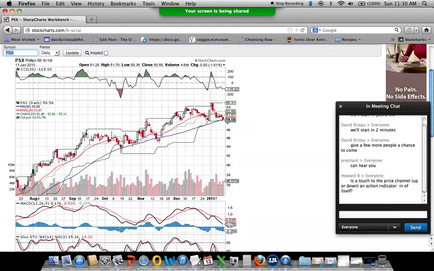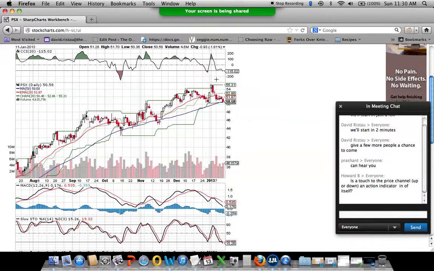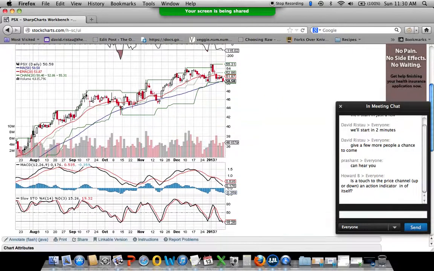But this one's setting up very nicely for a short. You've got the CCI breaking below negative 100 now. That's becoming pretty oversold, but it can make a pretty strong move below negative 100. I also like that I'm seeing the MACD showing a really strong, nice trend down.